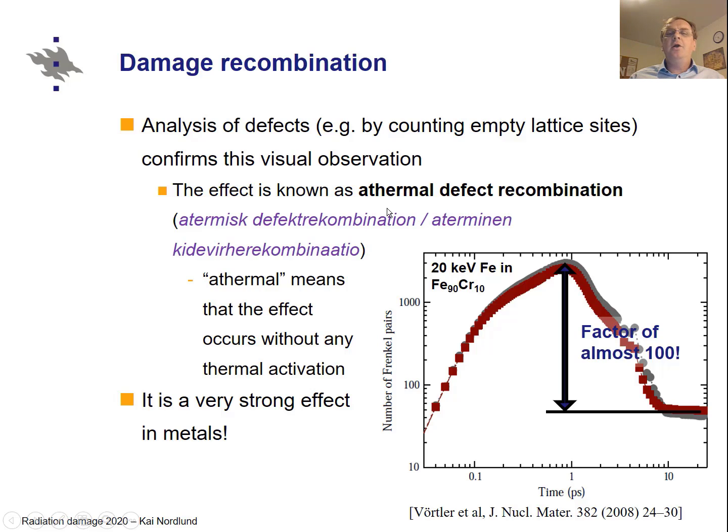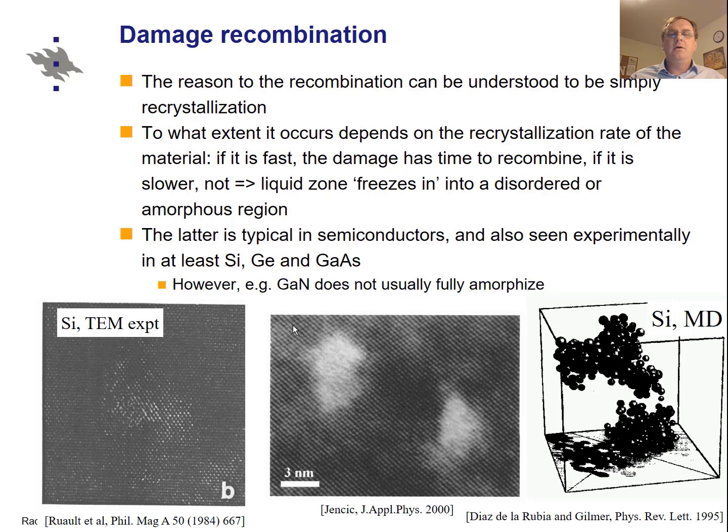And this is known as athermal defect recombination, where athermal means that the effect occurs without any thermal activation. So even if the ambient temperature is 0 kelvins, this happens. And as you can see, it's a very strong effect in metals. However, in other materials, it's not nearly as strong.